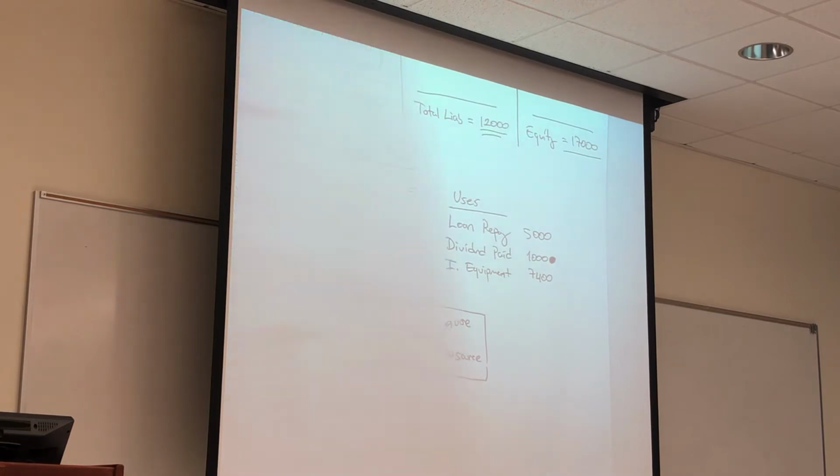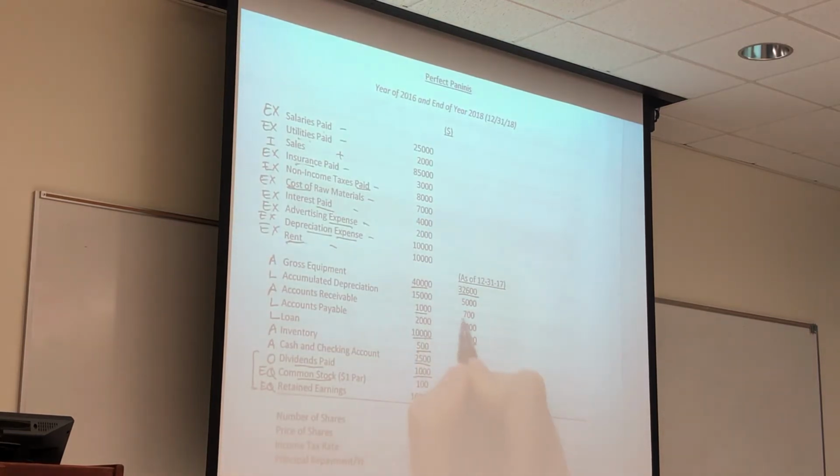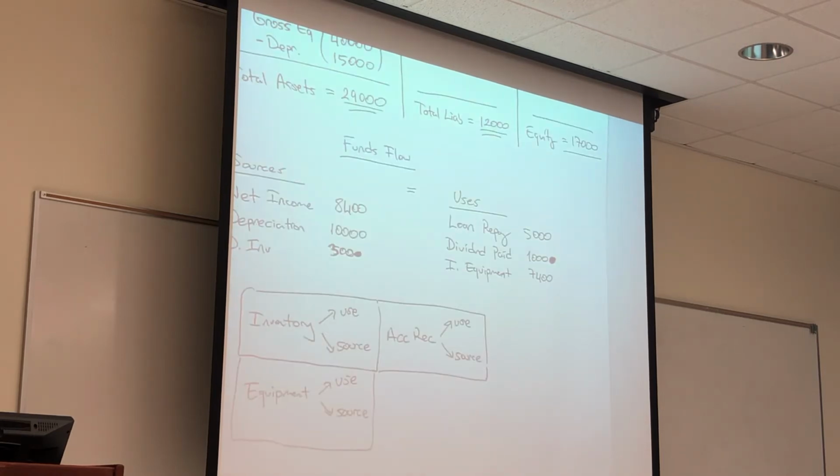Let's see what happened to accounts receivable. It increased, right? So it's going to be a use. Increase in accounts receivable by 300. I got two more things left. Bear with me. Accounts payable and then cash and checking account.